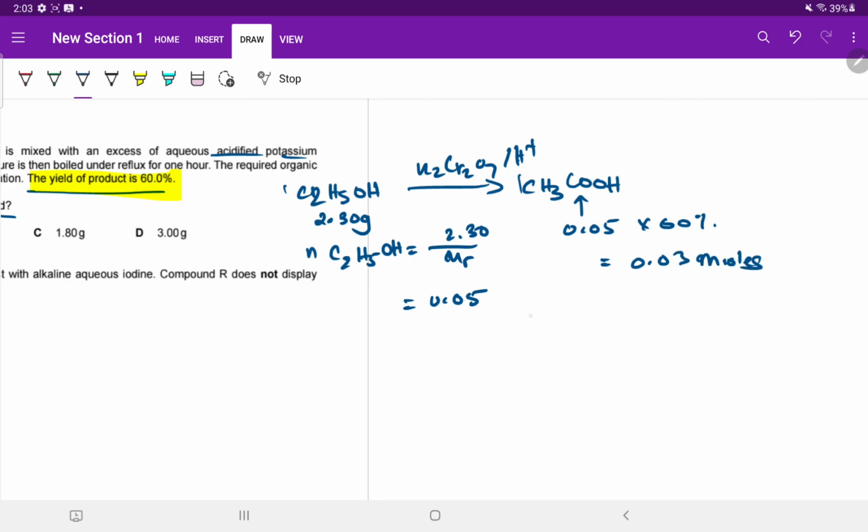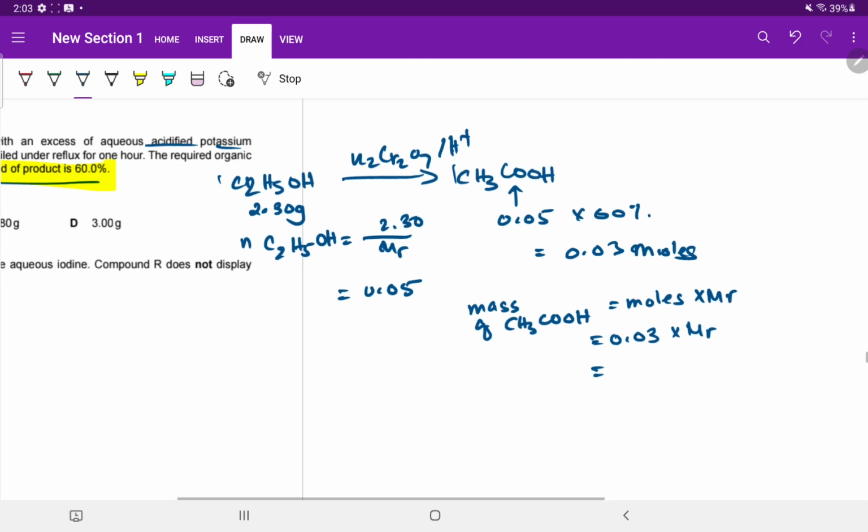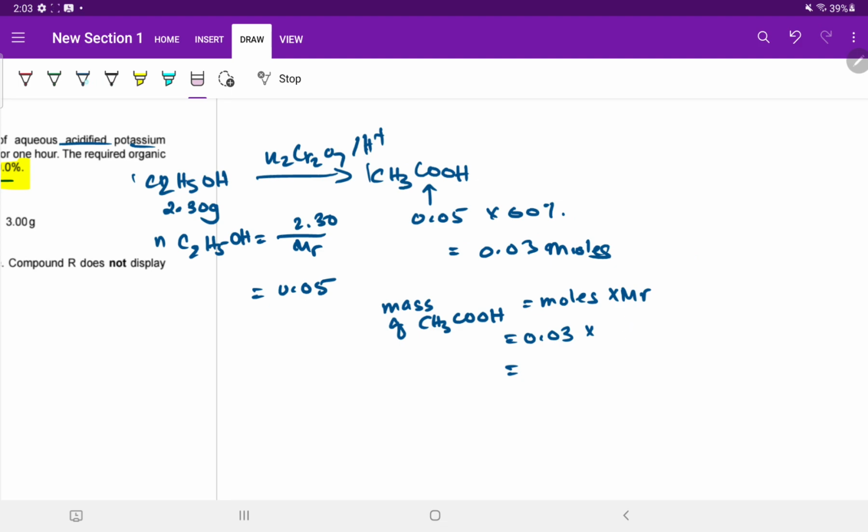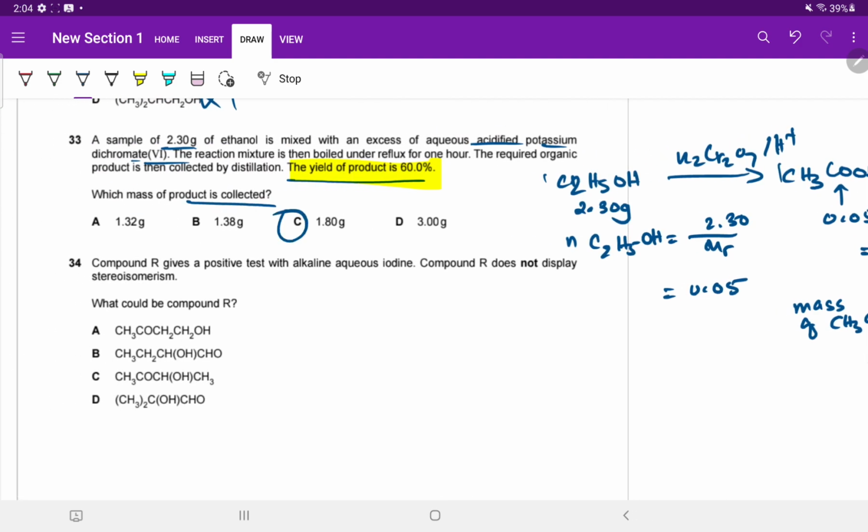Now let's calculate the mass of ethanoic acid. Mass of CH3COOH is basically moles times Mr, which is 0.03 multiplied by the Mr of ethanoic acid, which is basically 12 plus 3 plus 12 plus 16 times 2 plus 1. If we do this, we are going to get 1.80 grams, which is our option C.